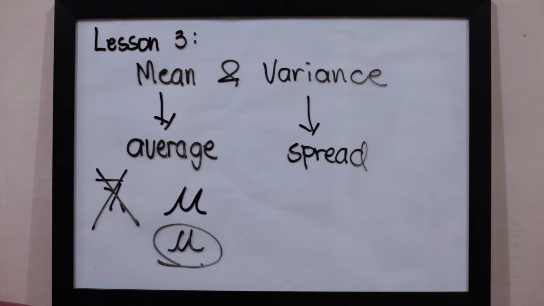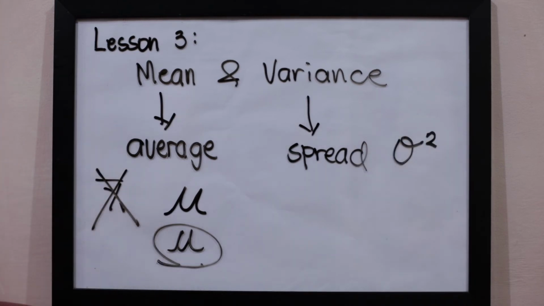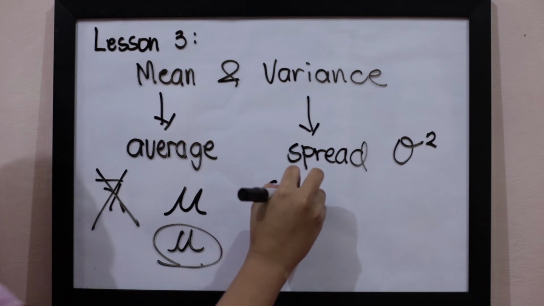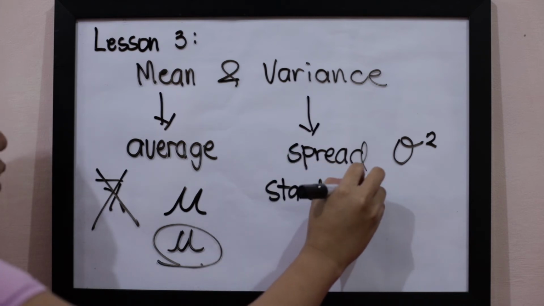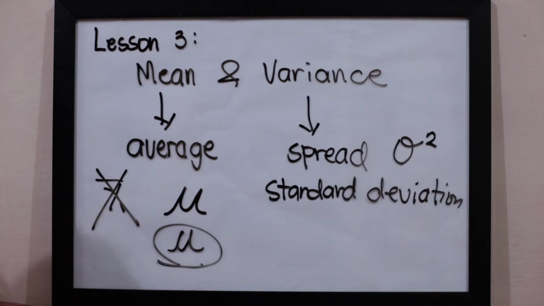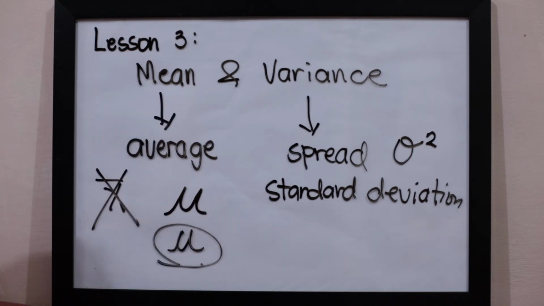Mu ang tawag dyan. Next, for the variance naman po, the denotation for variance is sigma squared. Yung sigma ay parang maarteng O, tapos may squared sa taas. Yan yung denotation po ng variance. Under variance, we have the so-called standard deviation. Na itong standard deviation ay nag-function din kagaya ng variance, na it refers to how spread the scores are.